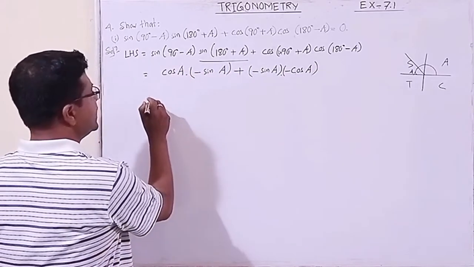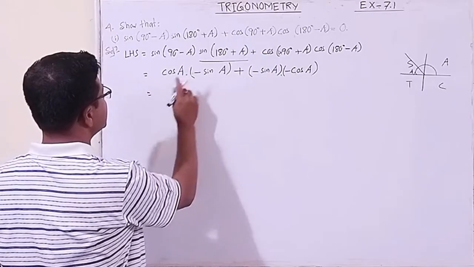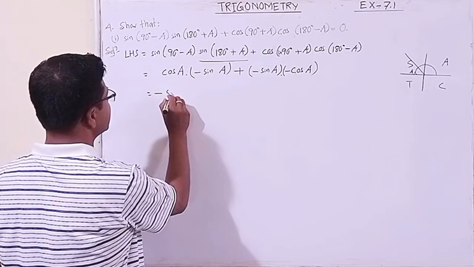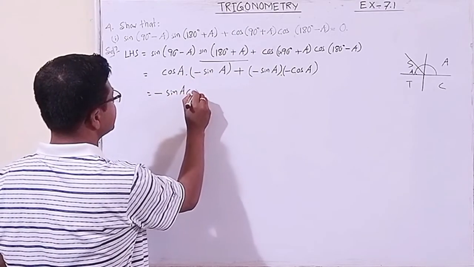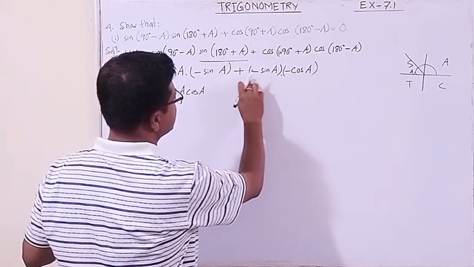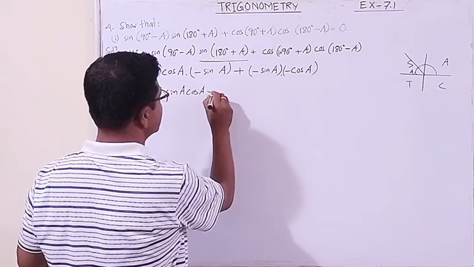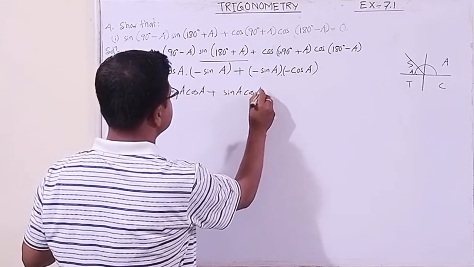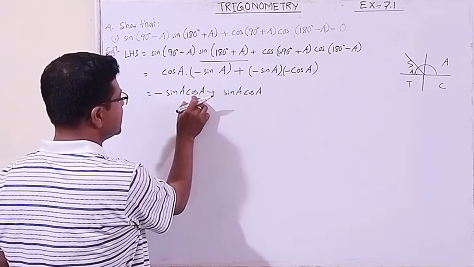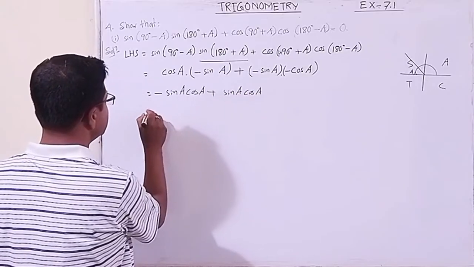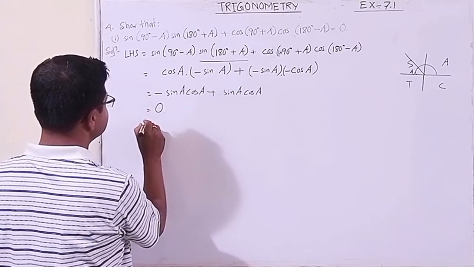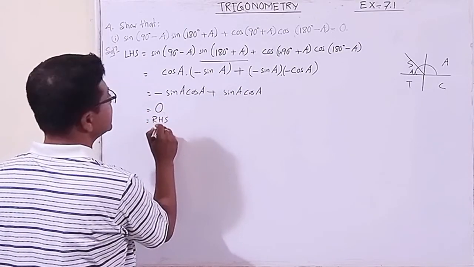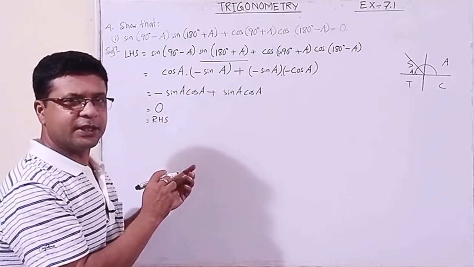Okay, so let us multiply these two. Minus times minus sin A cos A. This is minus minus plus, and this plus is plus sin A cos A. Can you see? Minus sin A cos A plus sin A cos A, they will cancel, is equal to 0. This is the right hand side. Okay. Now let us do the second one.